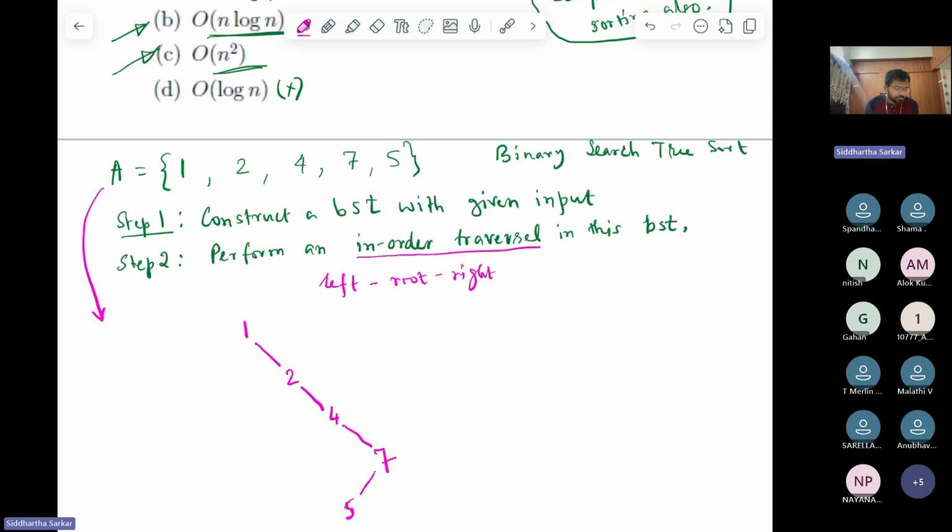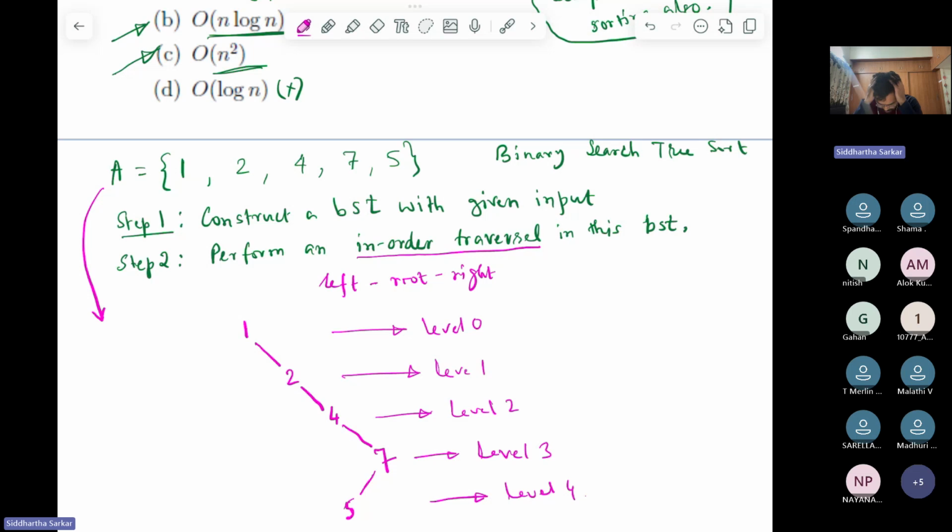That is one way. And the other way is that, okay, so what is the height of this tree? So how many levels are in this tree? This is level 0, level 2. So there are 5 levels. Starting from 0, we come to level 4. Okay. So this is not a balanced binary tree, this is a skewed binary tree.